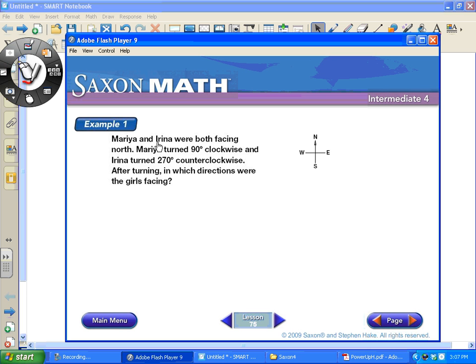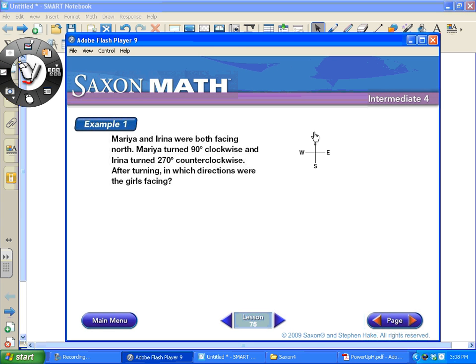Maria and Arena were both facing north. Maria turned 90 degrees clockwise. Now when it says clockwise, it means just like a clock would turn. So if she's facing this way, a clock's hands go to the right, don't they? So a 90 degrees clockwise would have Maria turning just like this and facing what direction? East. Okay. Now let's take a look at what Arena did.